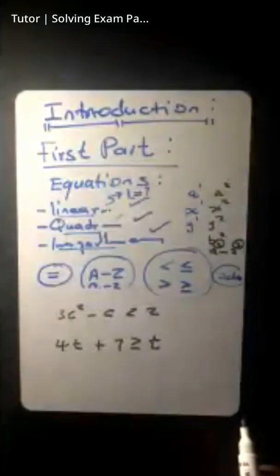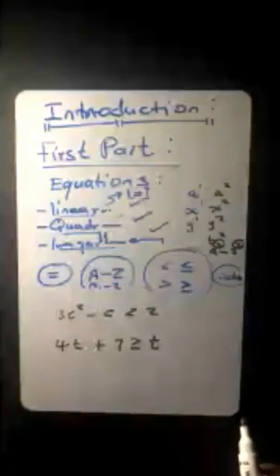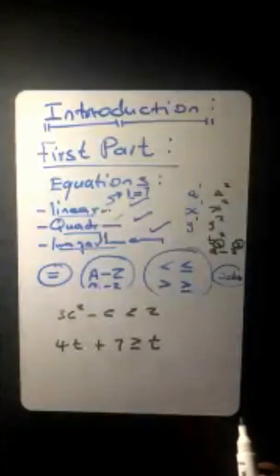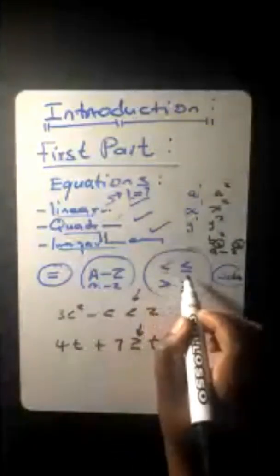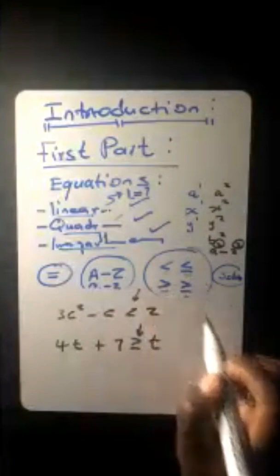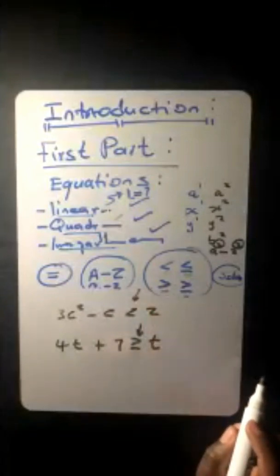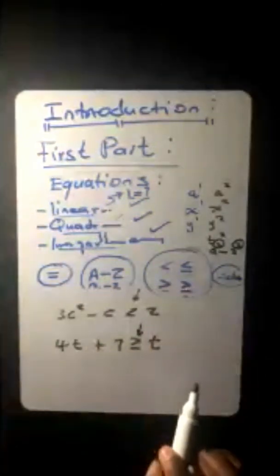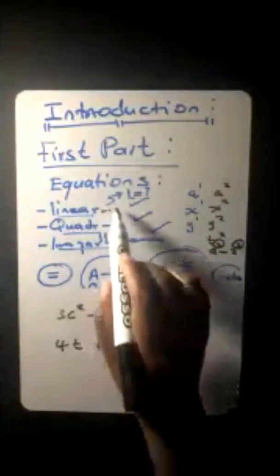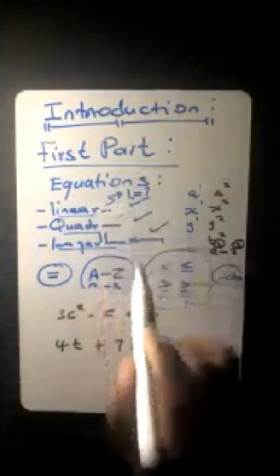First thing first, I know this is an inequality type of problem. How do I know? It's because I notice that inequality sign over there. So the moment you see less than or equal to, greater than or equal to, you know very well that you are dealing with an inequality. What type of an inequality problem is this? Guys, it's either a linear inequality or a quadratic inequality.